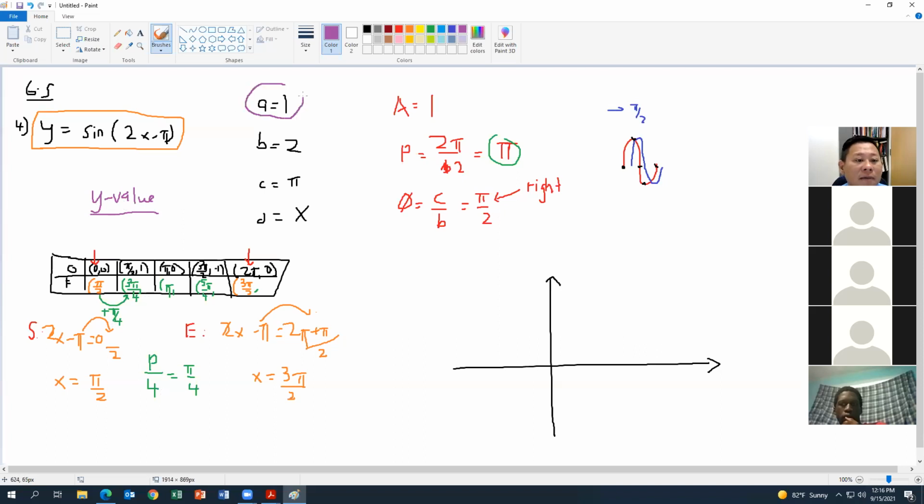It depends on what? Your A and your D, okay? Make sure you know that you always multiply by the A, and you add or subtract the D, depending on what you have. Since we don't have a D and the A is 1, you just multiply your y value by 1. If you multiply anything by 1, you get back the same thing. So 0 times 1, you still get 0. This one you still get 1, because 1 times 1 is 1.